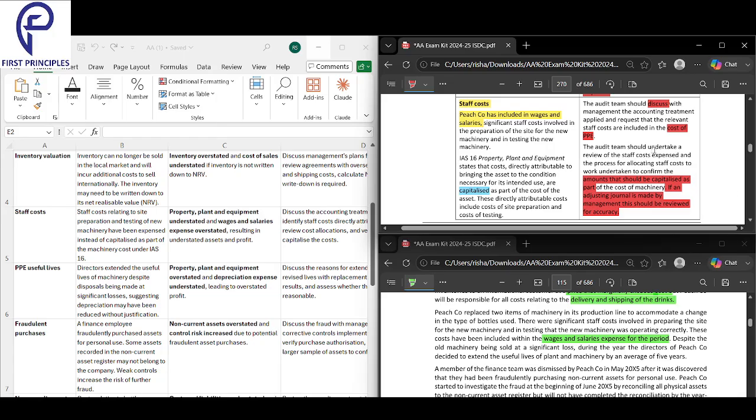Review the journal entry also. So that is about this: the staff cost should be capitalized, but what they have done is they have expensed it. So what you'll do first, you'll discuss with them and tell them, please capitalize it, don't expense it.